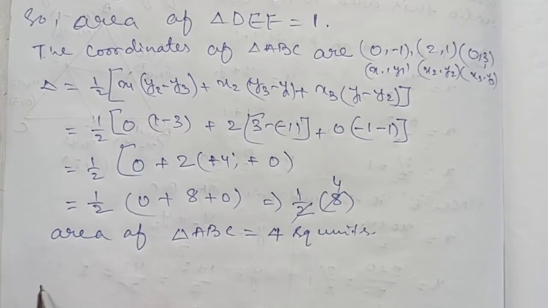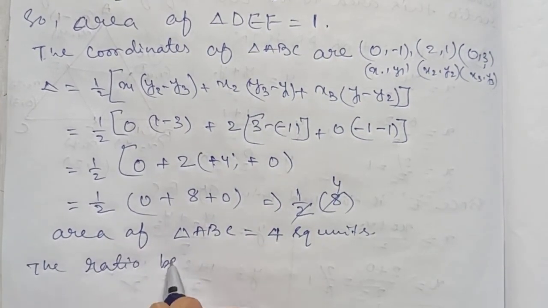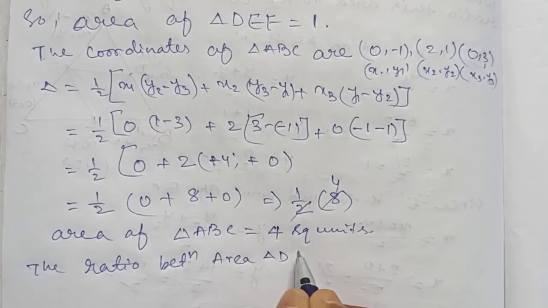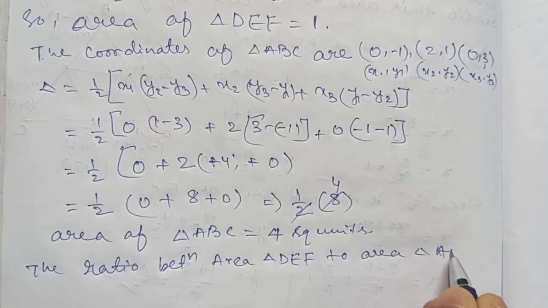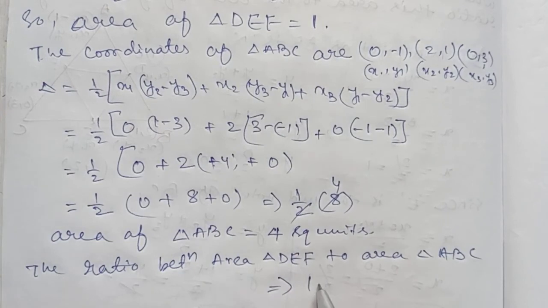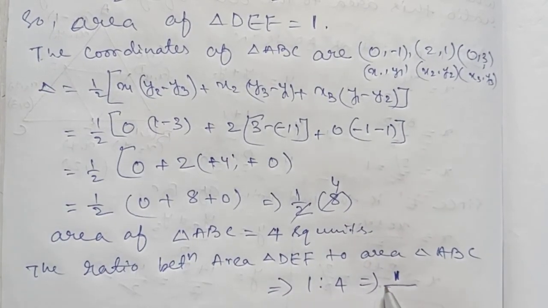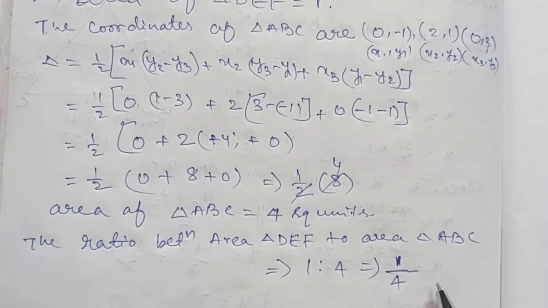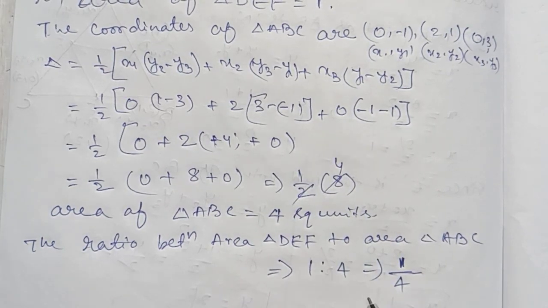Now we have to find the ratio between the area of triangle DEF and the area of triangle ABC. It is 1:4, because the area of triangle DEF is 1 and the area of triangle ABC is 4. So 1 divided by 4, that is 1:4, is the answer. So in this way we can calculate the ratio between the areas of two different triangles.